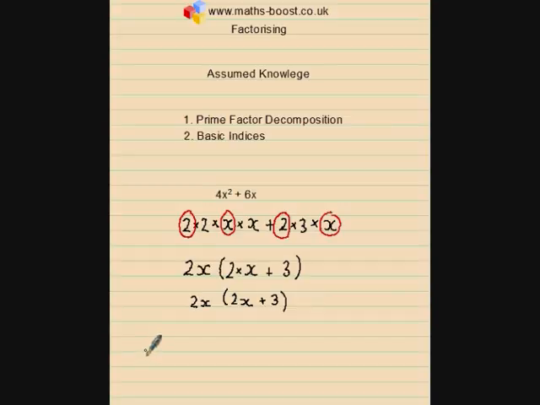It's always good practice to check, and often people are much better at expanding brackets and multiplying out brackets than they are at factorising. So again, what you should do is expand this out, and you should get back to where you started.